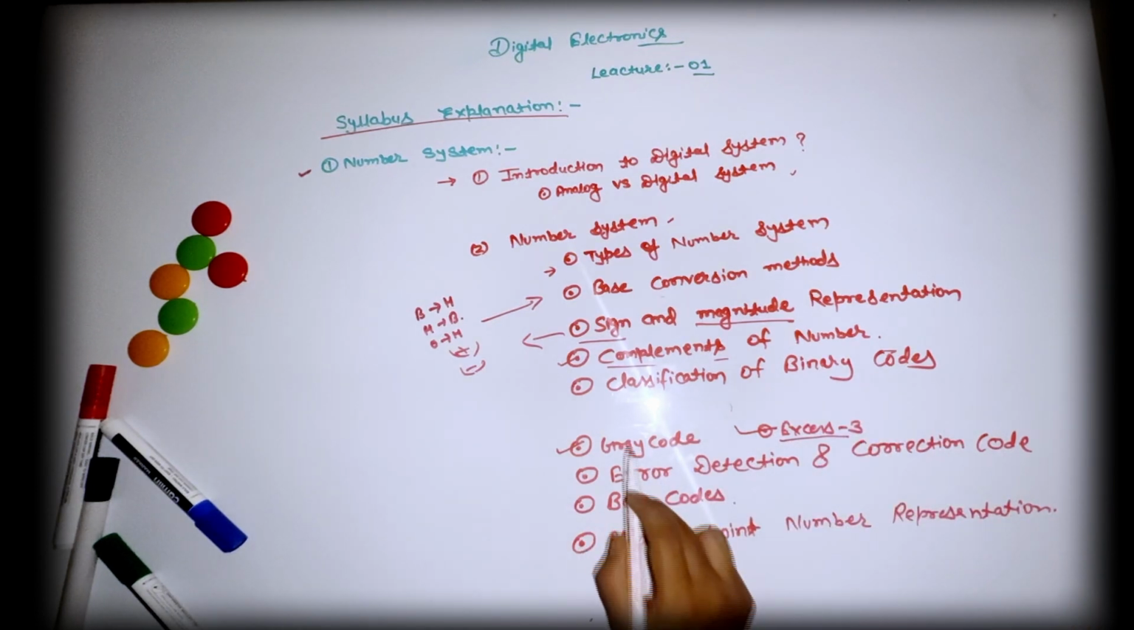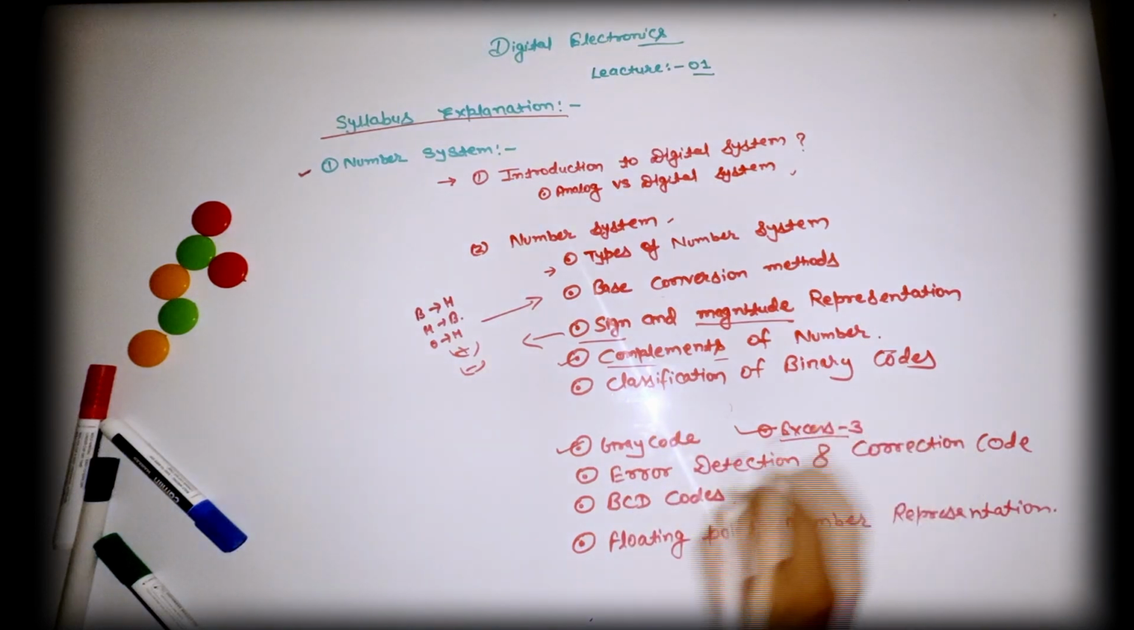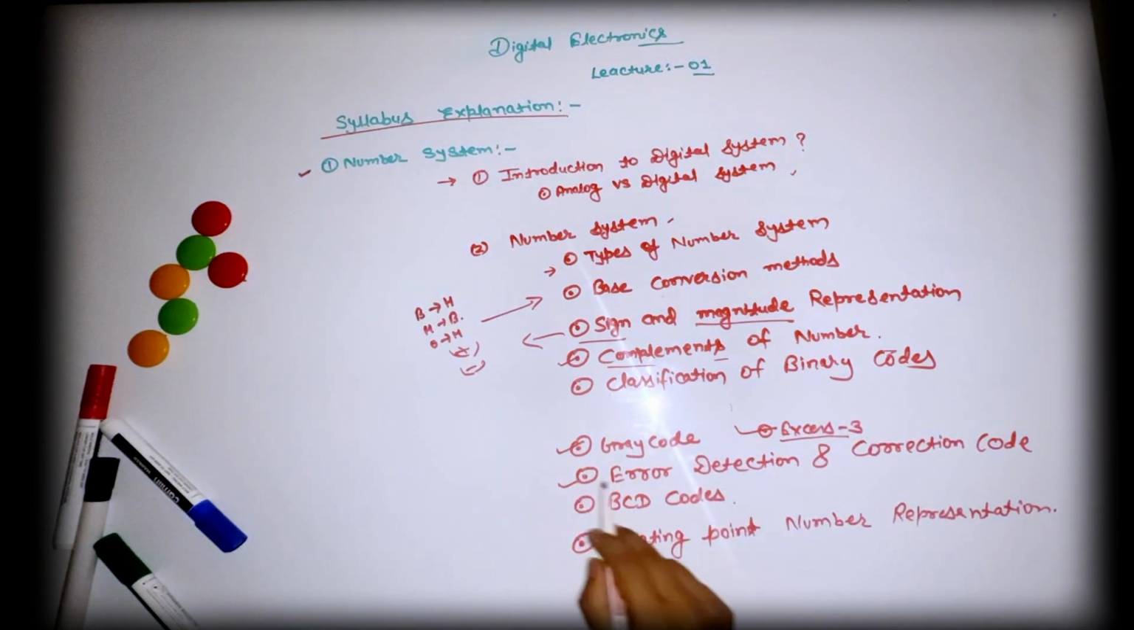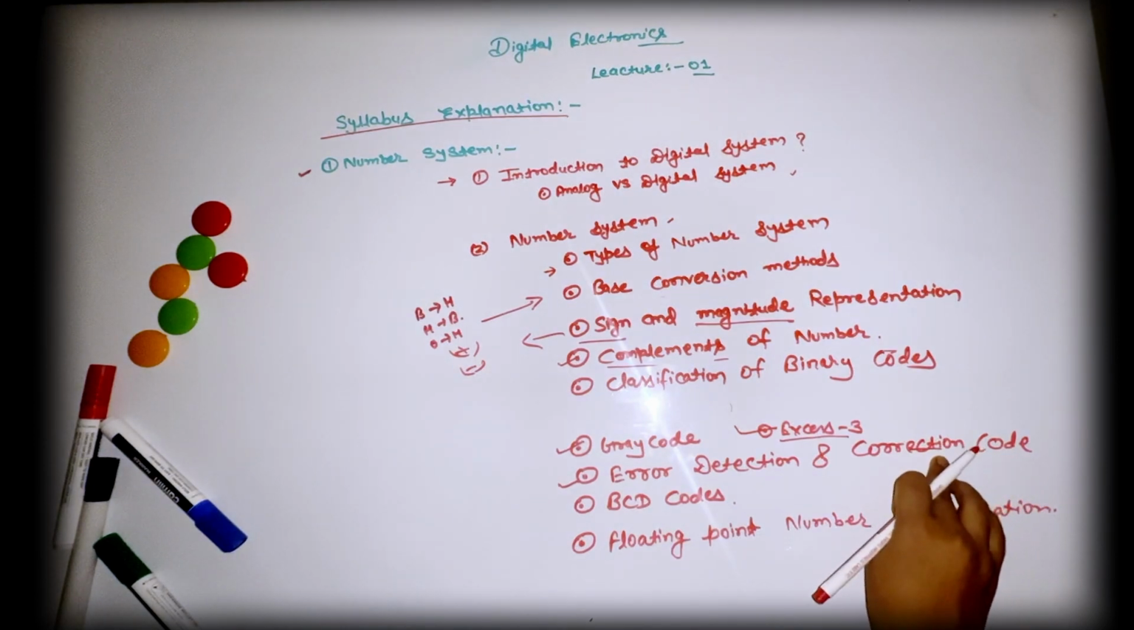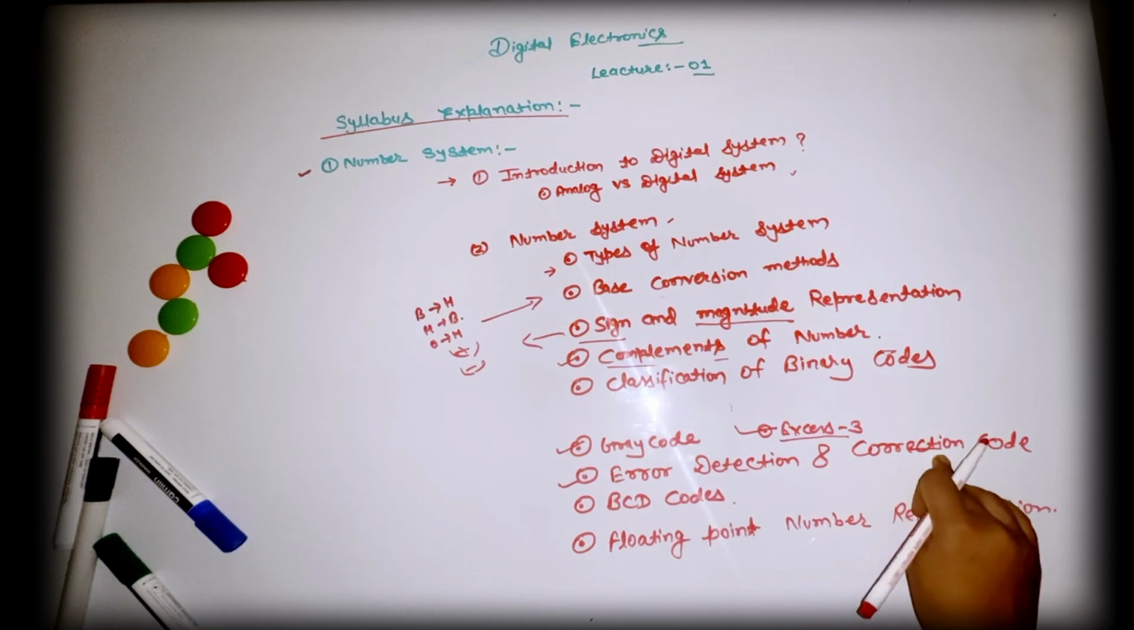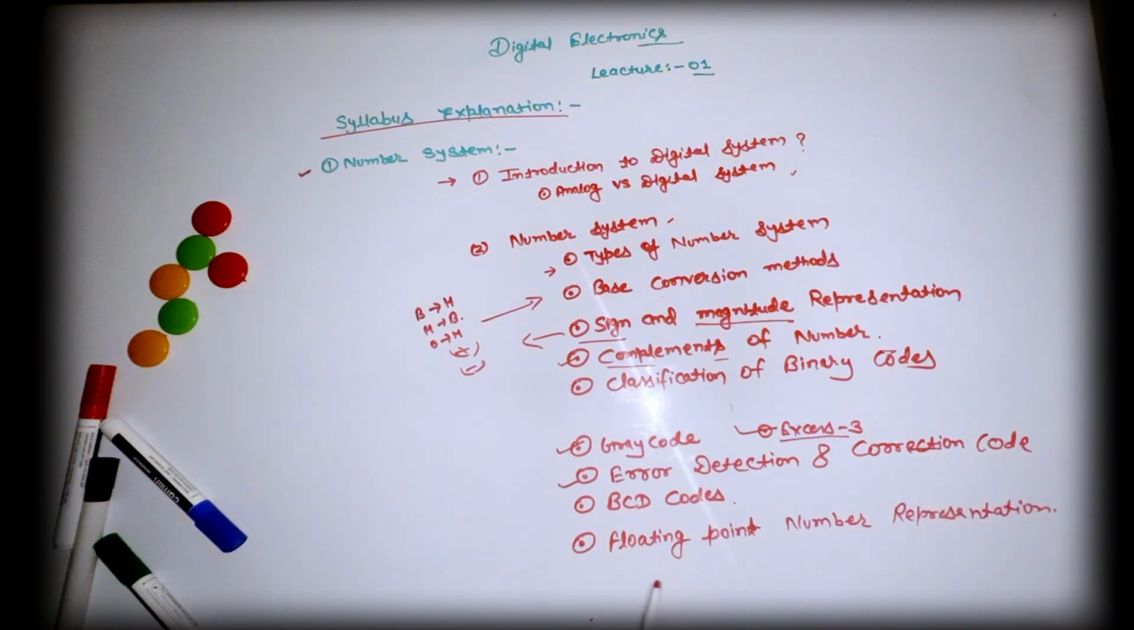After that, in the classification of binary code, that is error detection and correction code, we will learn in depth about that with many examples, and you will also be provided some homework for that. After that we will learn about BCD codes and floating point number representation.